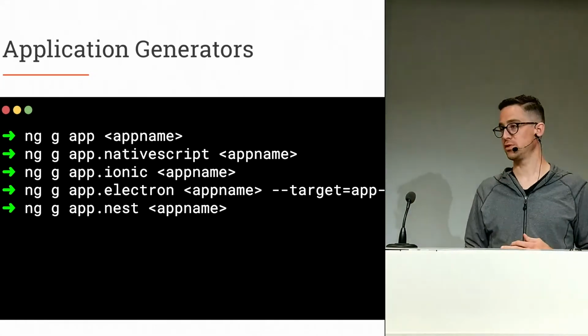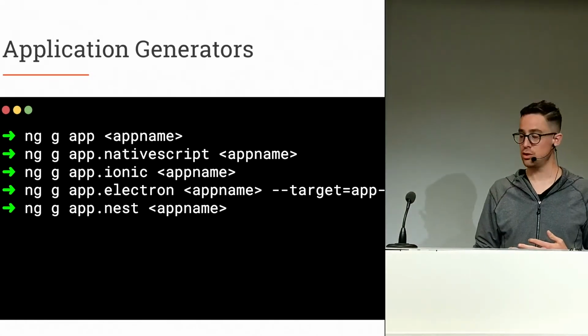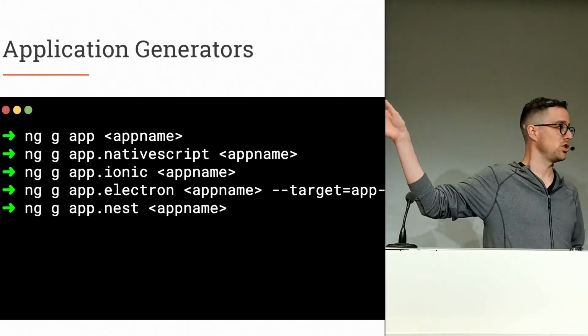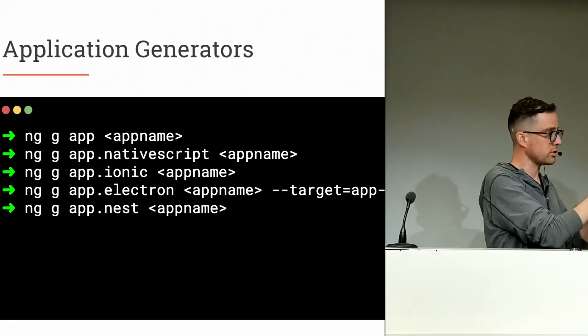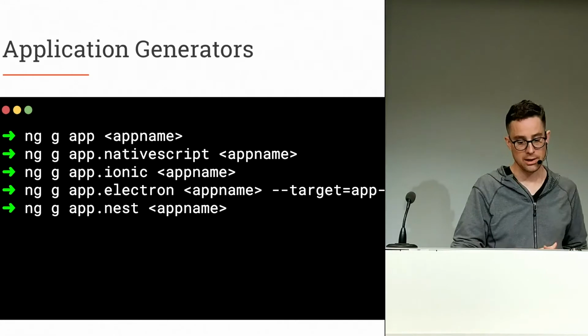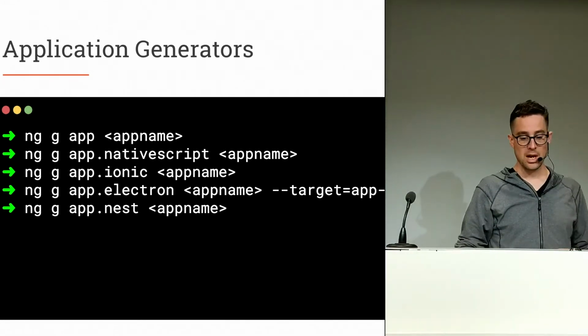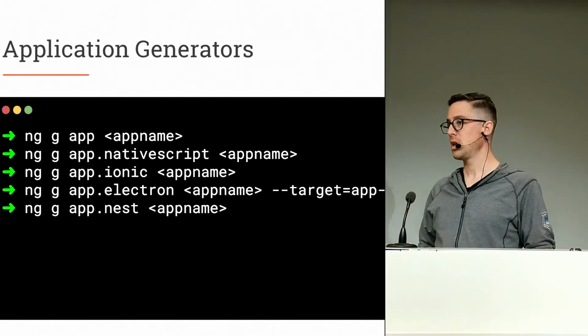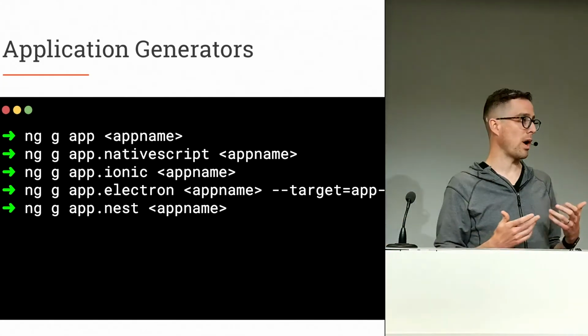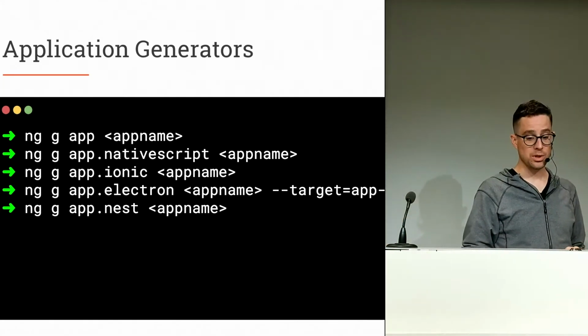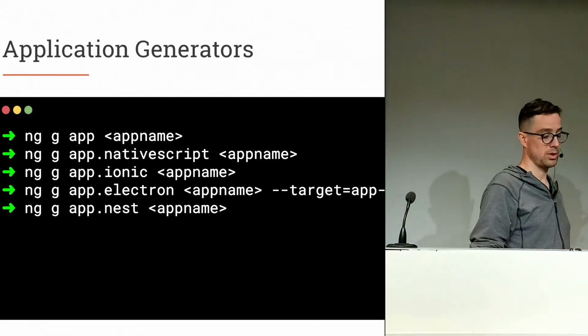Here's a couple examples of generate commands. So you just use ng generate, and I've used the g, which is short for generate. So if you're used to typing the full command in the CLI, instead of g, it's generate. And then we can just do ng g app. By default, it's going to generate a web application. But if we want to generate other platform applications, we can do so.